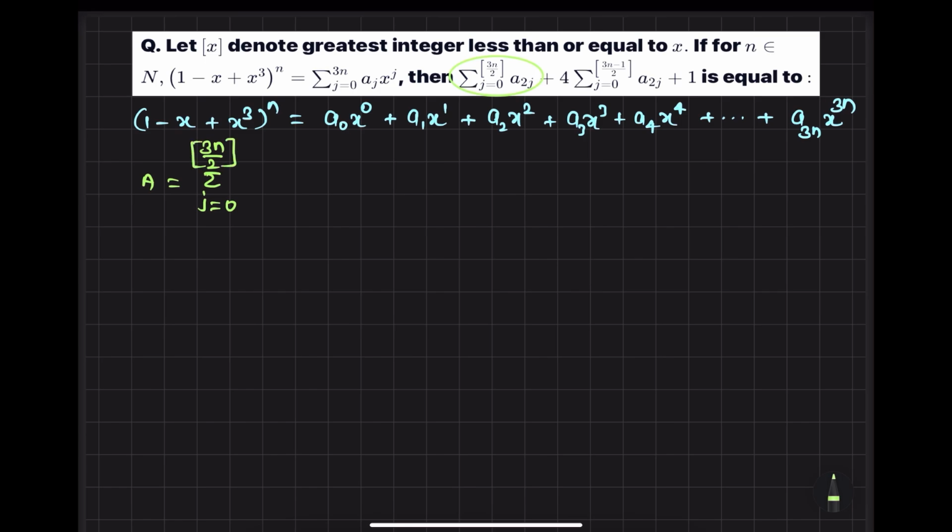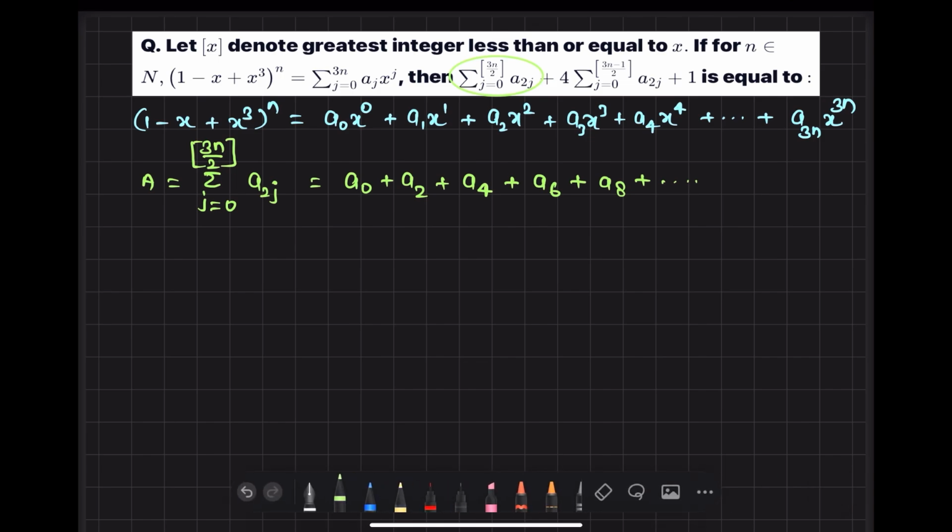Now look at this: a2j. This means what? j starts from 0, so it is a0, then a2, then a4, then a6, then a8. So don't you think it is carrying all the even lower subscripts, or it is containing the sum of all the coefficients of even powers of x? So this is your a.